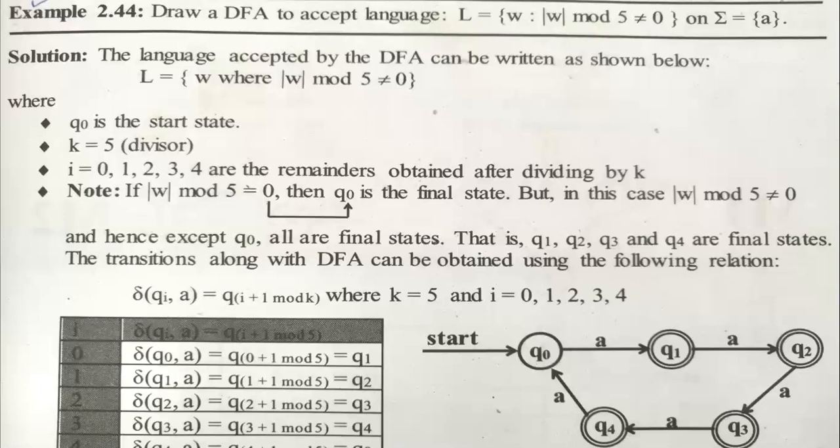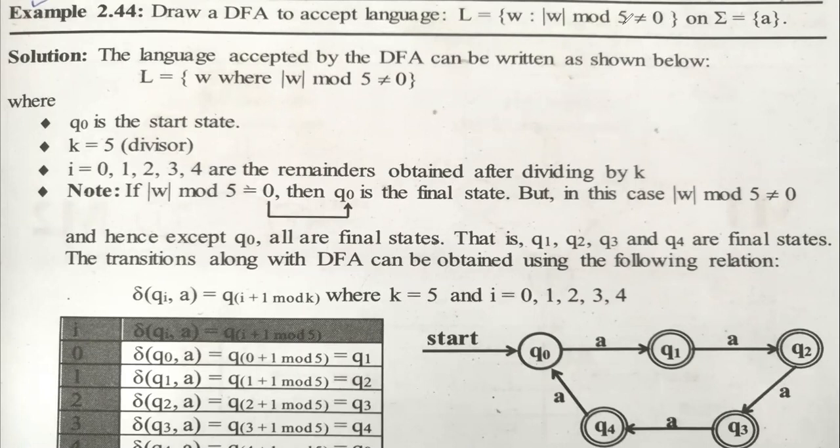Previously, in the last three or four questions, it was equal to 0, or equal to something. Then we can easily identify the final state: whatever is mentioned after the equal sign will be called the final state. But here it is not equal to 0, which means apart from 0, the rest of all should be made as final states.